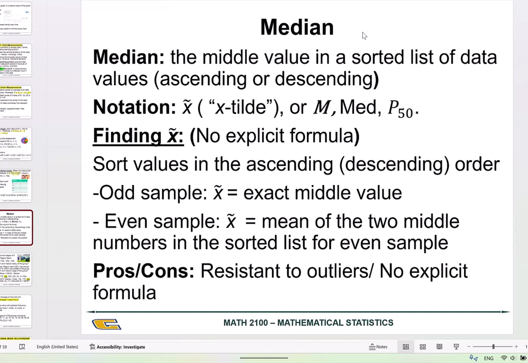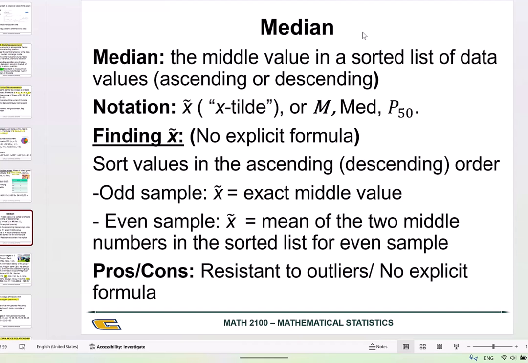There is no explicit formula for finding it, but the way we find it is easy. We just sort the values in ascending or descending order. For an odd sample size, it is just the exact middle value. For an even sample size, we use the two middle values of the sorted list and divide by 2, just the average of them.